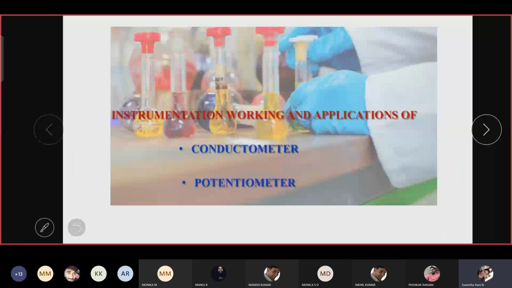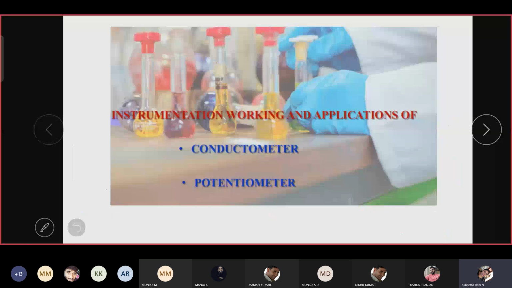So what is the reaction involved here? The reaction involved here is copper sulfate reacting with ammonia, which forms cuprammonium sulfate. Because of the formation of cuprammonium sulfate, it gives a dark blue color.